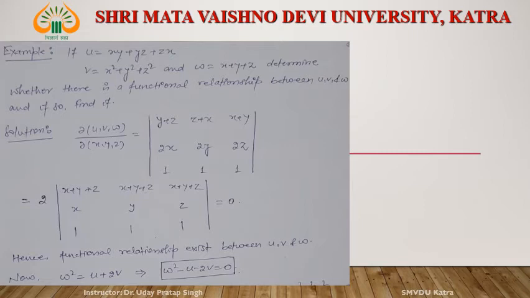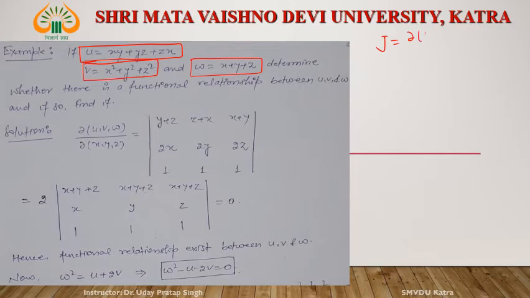Now see the example related to property number 3. What is u? u is equal to xy plus yz plus zx. What is v? x square plus y square plus z square. What is w? x plus y plus z. u, v, w are functions of x, y, z. We have to determine whether there is any relation between u, v, w, right? For this, we have to evaluate the Jacobian.